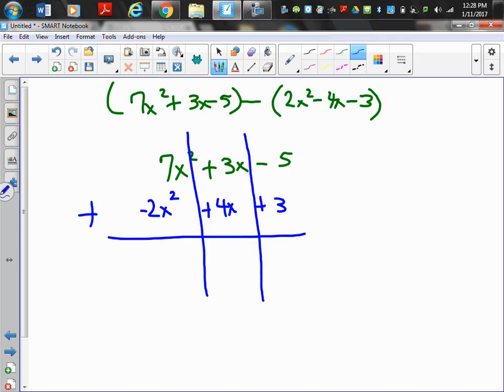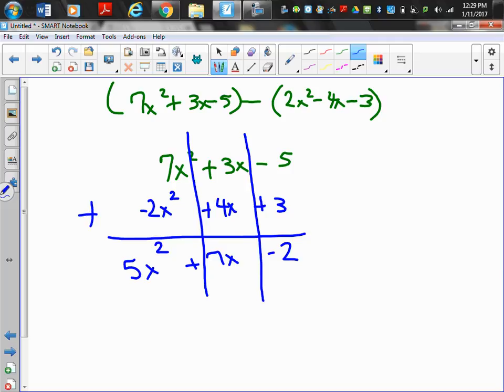So why do you want to change the first one? The first set stays the same. I'm lost. Hold on, we'll do another one. Alright, so negative 5 plus 3 is negative 2. Plus 7x. 3x plus 4x is 7x, and that's a positive. Plus 7, that's 5x squared.